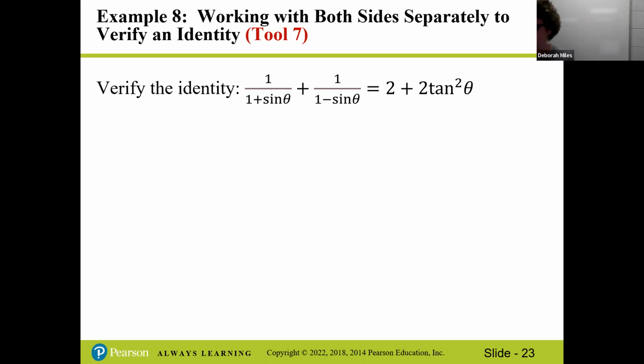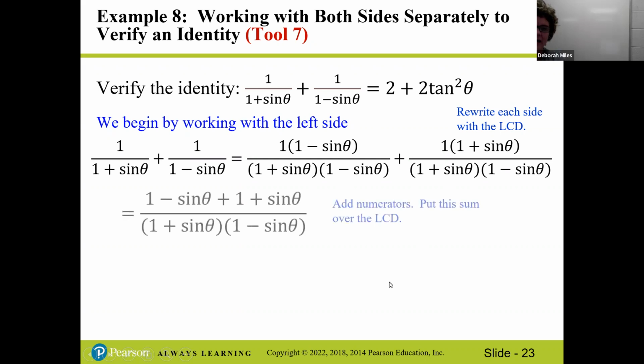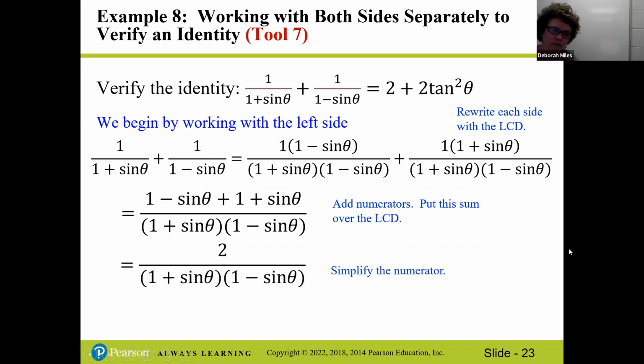So, eeny, meeny, miny, mo, which side would you probably start with? I would start with the left. And this is example 8 in the book. So I would get a common denominator, multiply the first term by 1 minus sine over 1 minus sine, second by 1 plus sine over 1 plus sine, add the numerators, keep the same denominators, and then combine like terms. So far, so good? Can you think of anything else I can do to that?